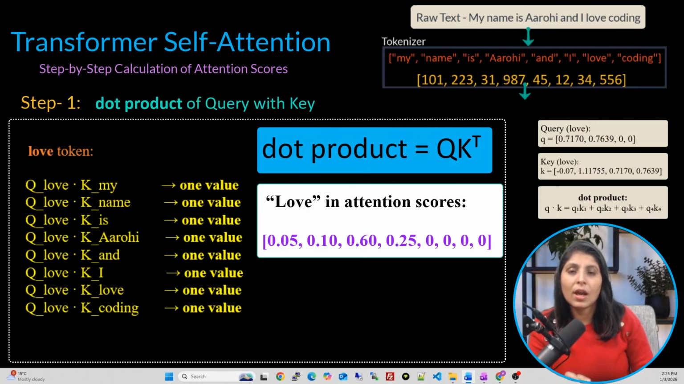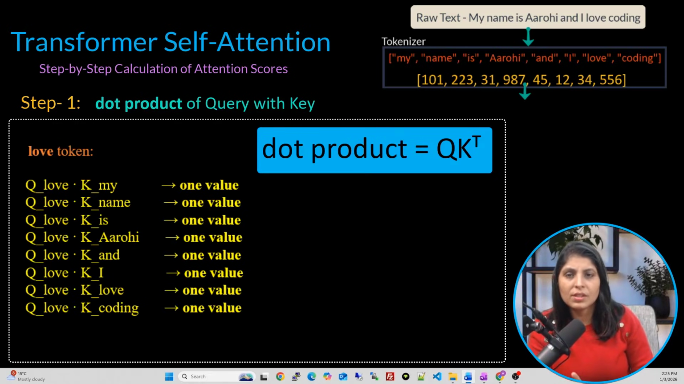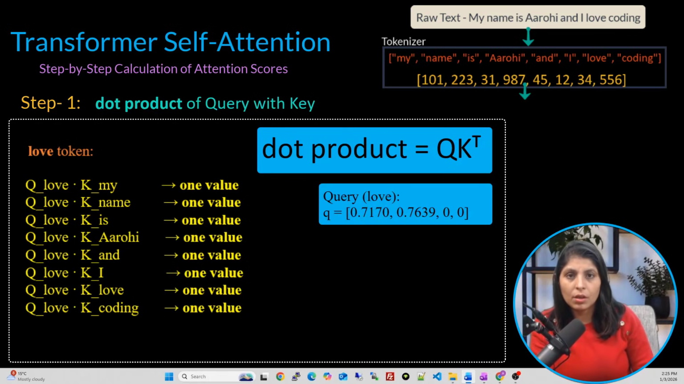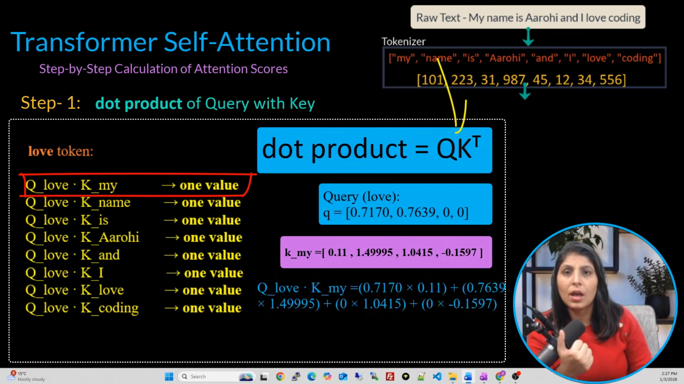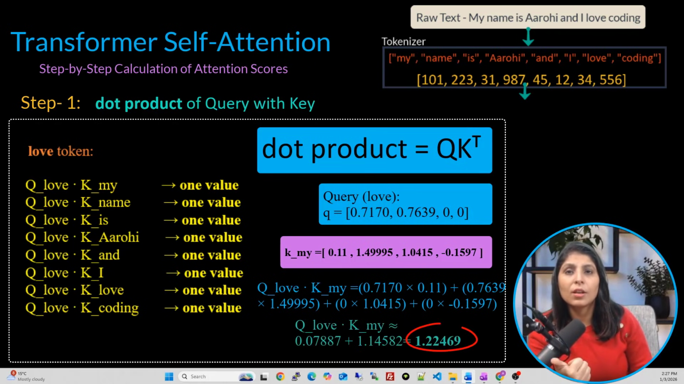Now let's calculate the attention for one more token. This time let's take my token. So query of love token, we want to do dot product with key of my token. Now apply this formula, substitute the values and calculate it. You will get this value. Now this value shows how strongly the word love is related to the word my according to the model. So this is the first step.